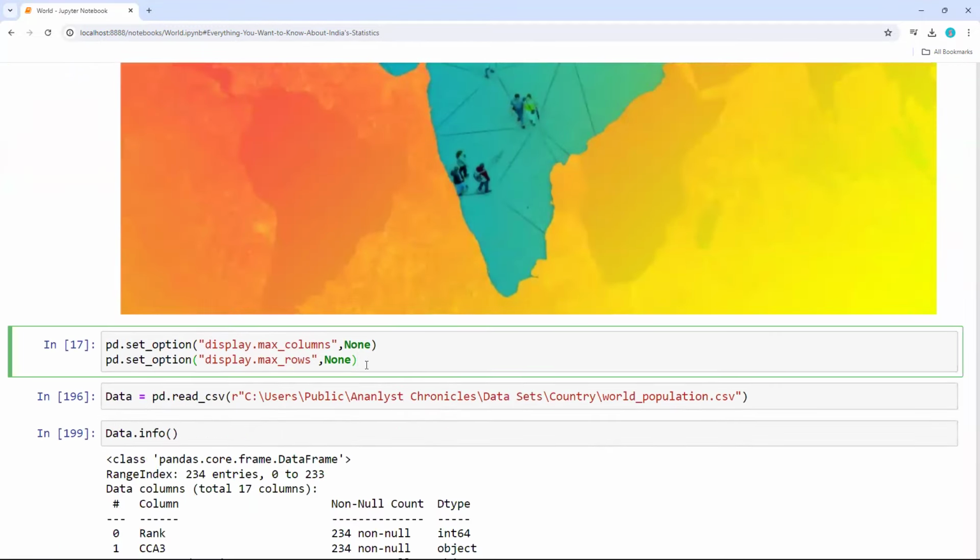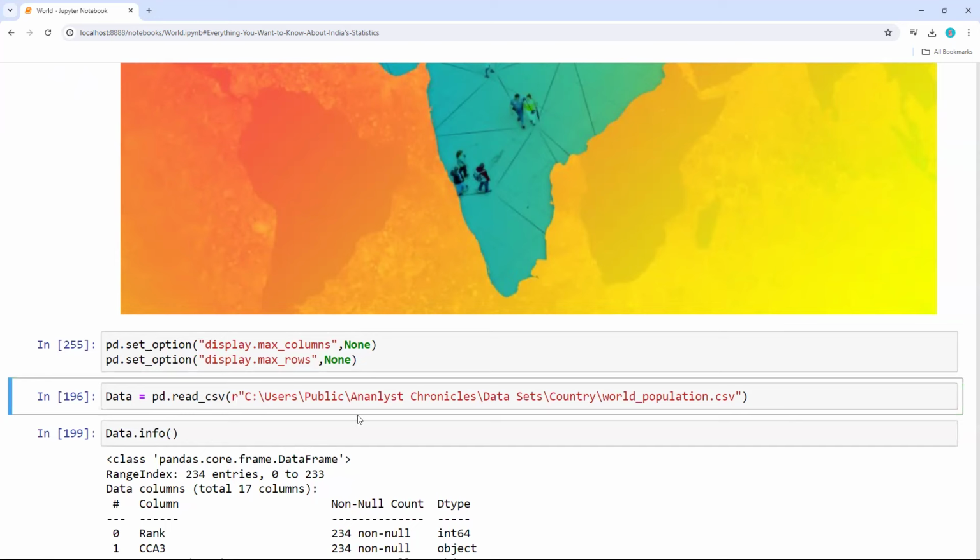I set this option because I wanted to look at all the columns and all the rows. Without setting these options, if I run the entire data set with the data frame name, I will get some dots showing the first few rows and last few rows, and the data in between will be hidden. I don't want to see it like that. If I want to look at the data from top to bottom, I need to set these options, display.max_columns and display.max_rows, which will give me maximum columns and maximum rows. So it will not hide any data, it will show the entire data. Let me run this.